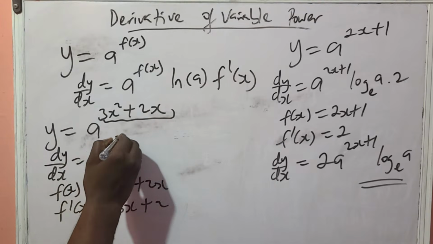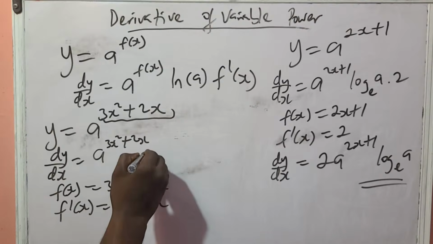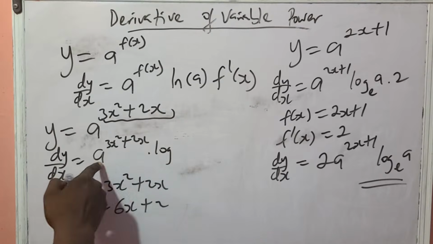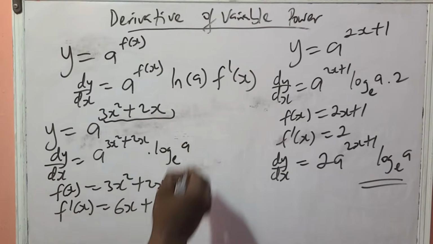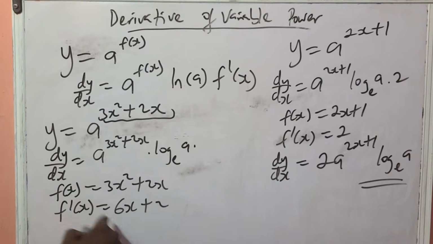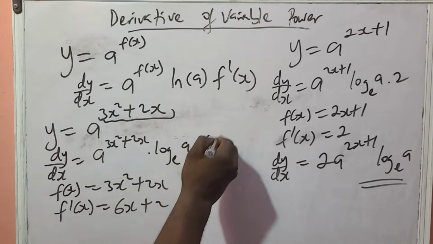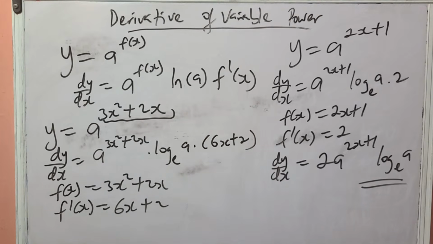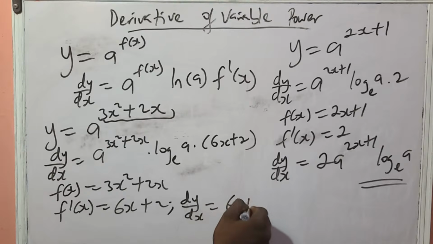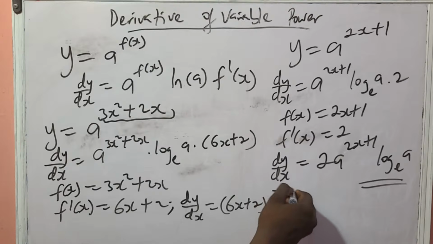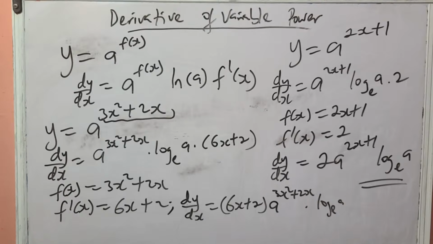That will be a raised to power 3x squared plus 2x, multiplied by the natural logarithm of the variable, that will be log e a, then multiplied by whatever your derivative was, 6x plus 2. So that means your dy over dx here will be equal to (6x plus 2) a raised to power 3x squared plus 2x multiplied by log e a.